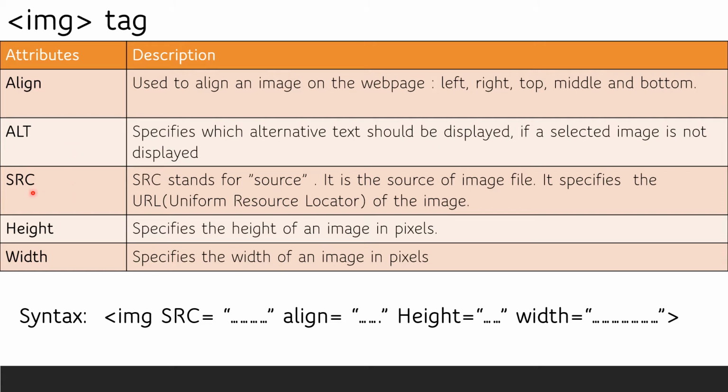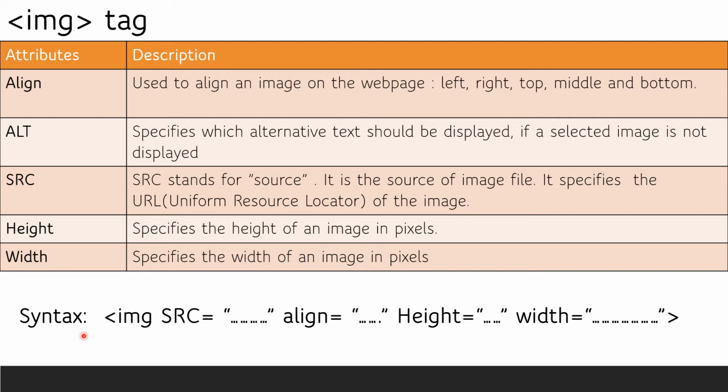SRC stands for source. It is the source of the image file. It specifies the URL, meaning address, location, the path of the image. Height specifies the height of the image in pixels. Width specifies the width of an image in pixels. That means you can set the height and width according to your choice, how small or how big you want to display your image.